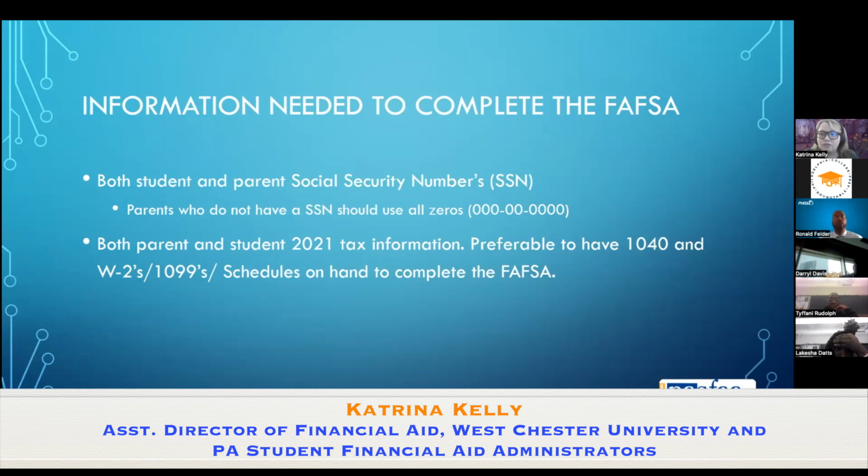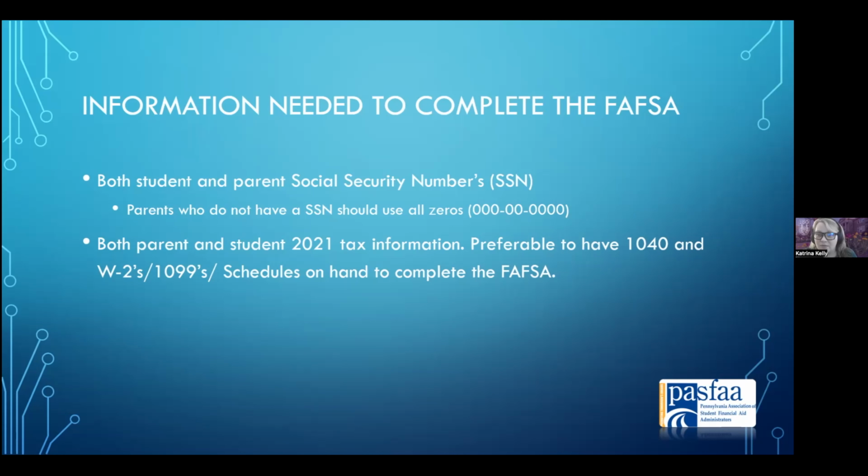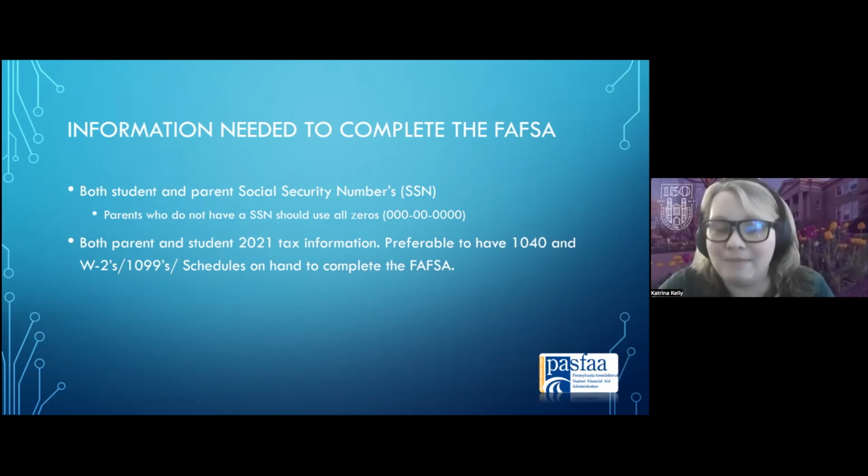Right, so to start off, the information that you will need when you're completing the FAFSA, the information that we recommend that you have on hand with the student and the parent. Whenever I make a FAFSA appointment with a student or a parent, I tell them that this is the information they'll need to bring with them or have readily available. So both the student and the parent social security numbers. And parents who don't have a social security number, they'll just put in all zeros.